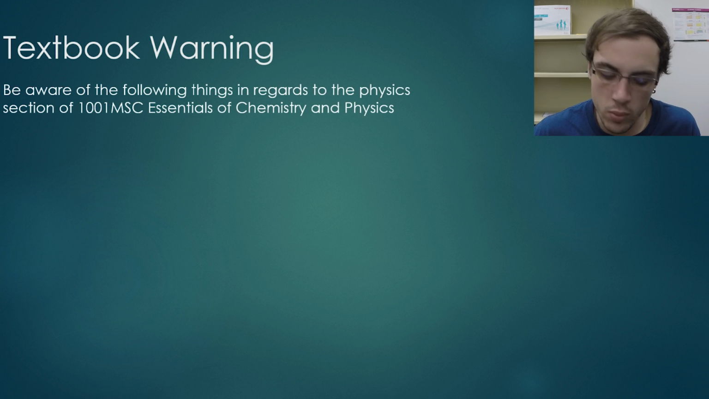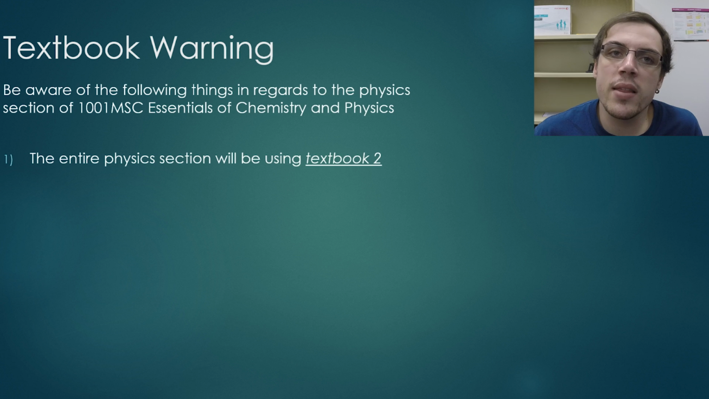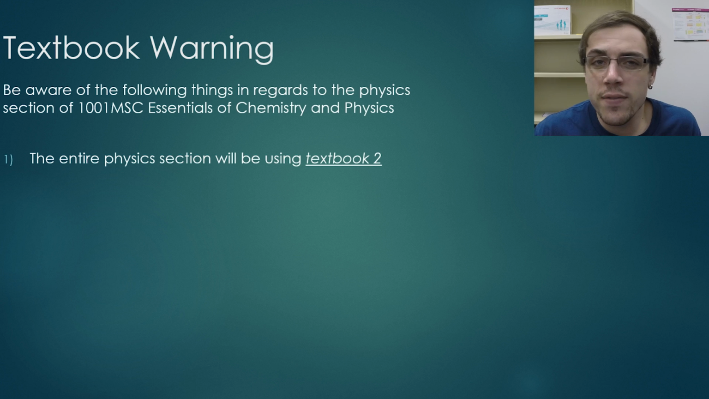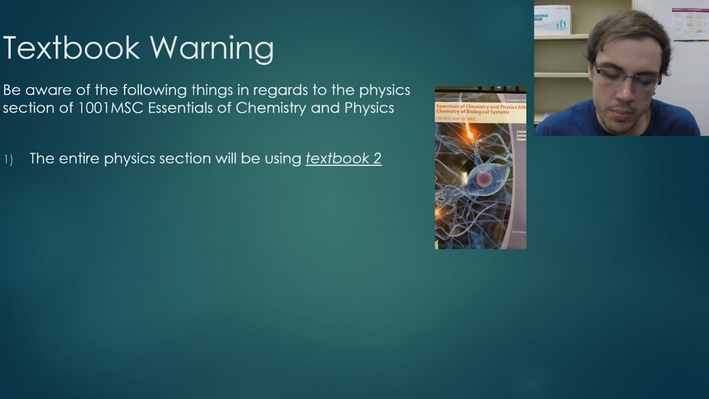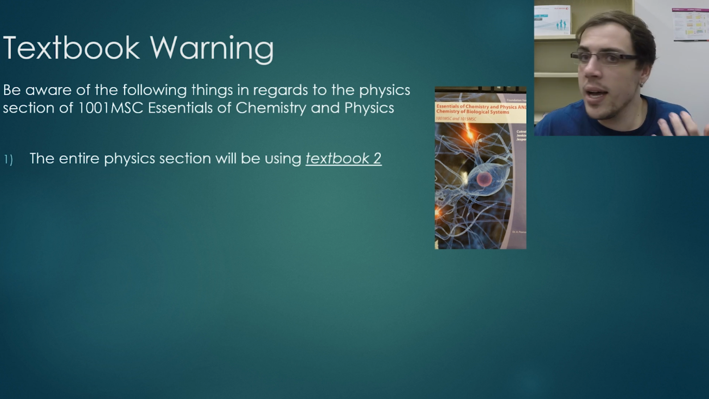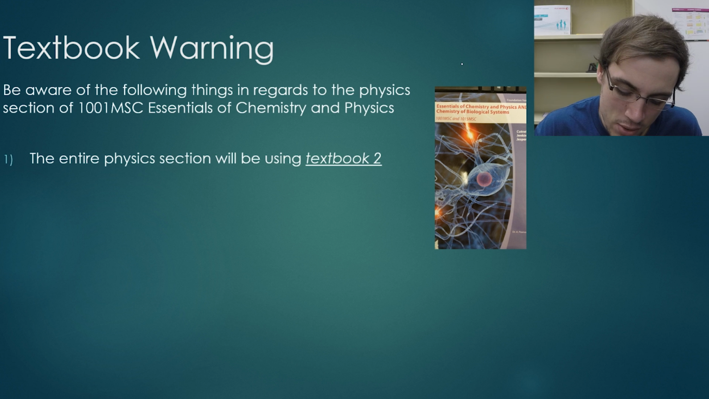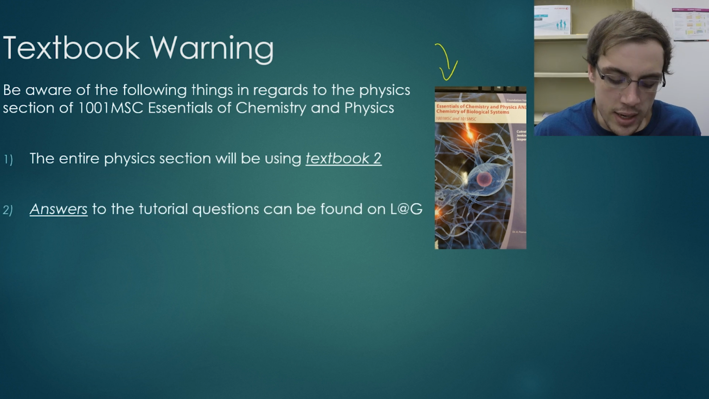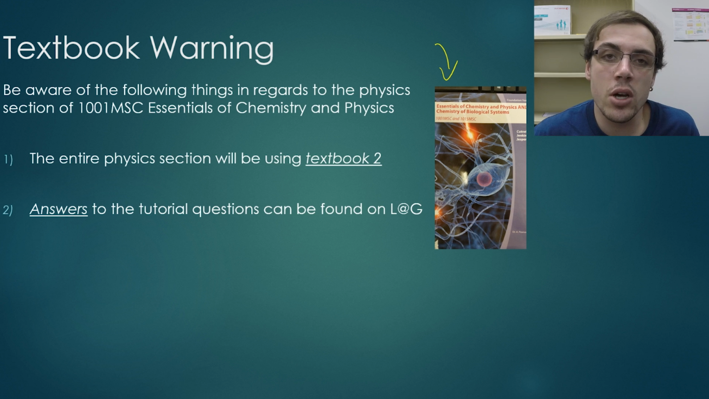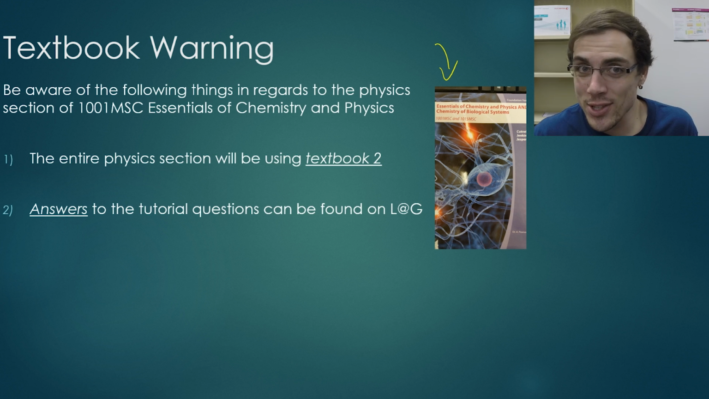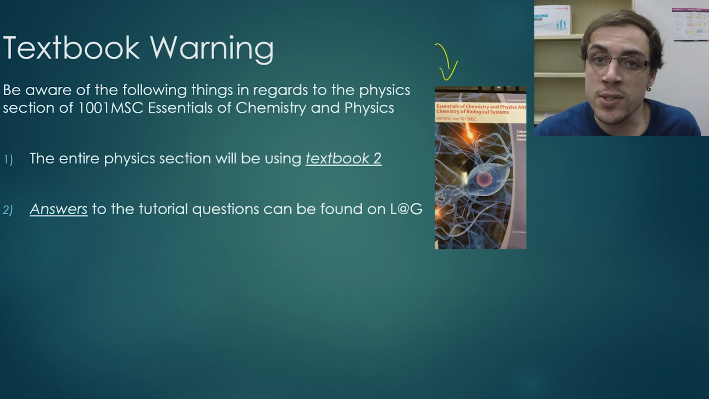Now, I want to give a quick textbook warning here. Be aware of the following things in regards to using your textbook for physics. The first thing is that the entire physics section will be using textbook number 2. So that's this one, okay? Don't try and go through your textbook 1, the chemistry one, and go, I can't find any of the physics stuff, because they're all in here. The next thing is that the answers can be found on Learning at Griffith. We are not providing you the full solutions, but we are going to give you the answer so you can check whether you're right or wrong. If you do have any difficulties, feel free to join us on the Facebook page, or you can use the discussion board on Learning at Griffith.